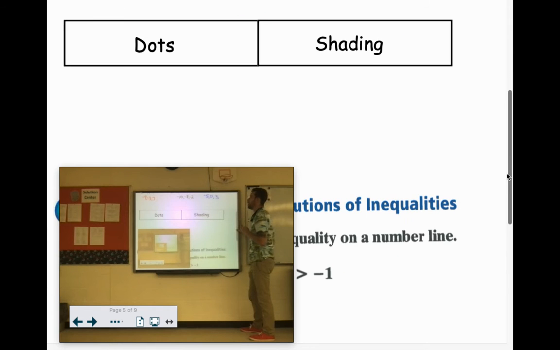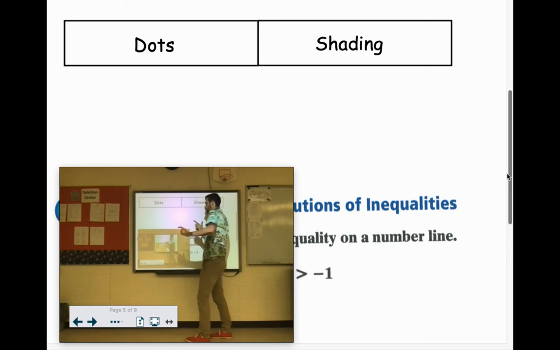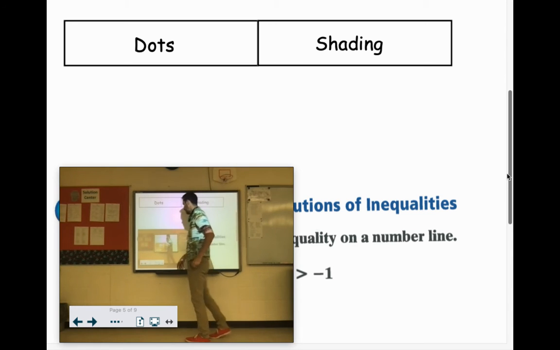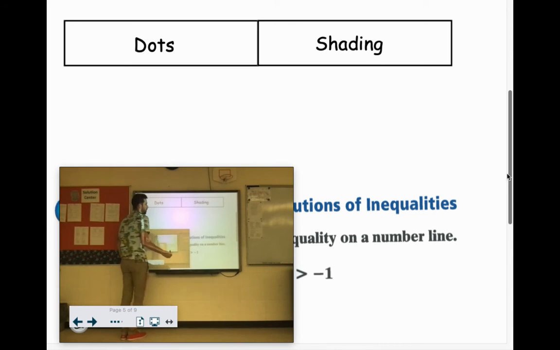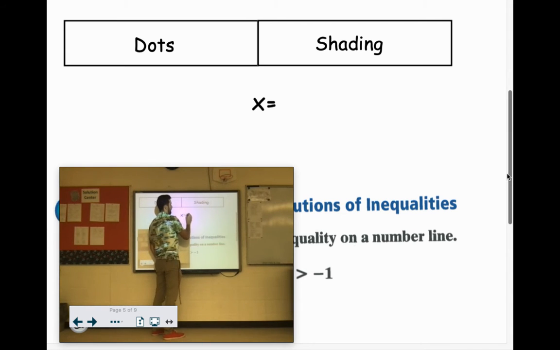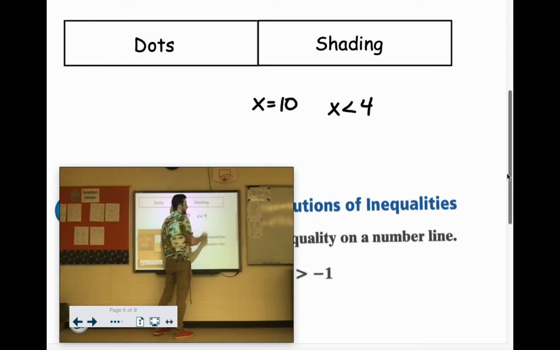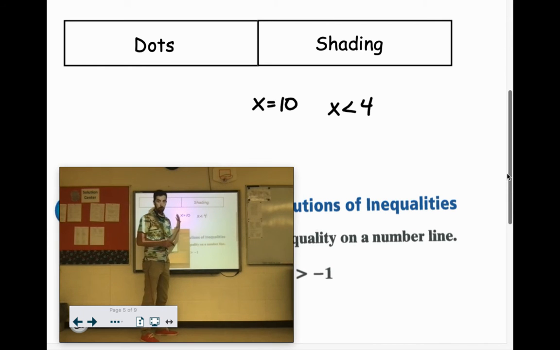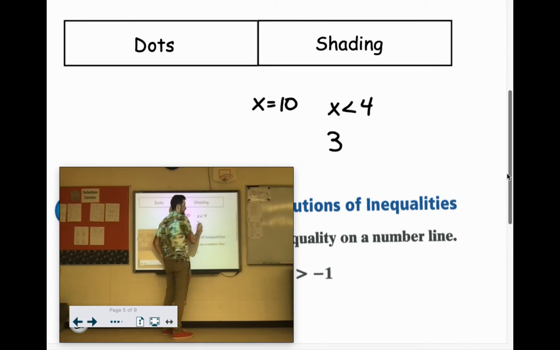All right, I just want to give you a quick cheat sheet that you can reference back to about the dots, because here's what you're going to come up with. So last time you came up with x equals 10, and it was just one number, right? The only solution is x equals 10. Today we're going to come up with stuff like x is less than 4. So any number less than 4 would be a correct solution. So that includes 3. That includes -1000.